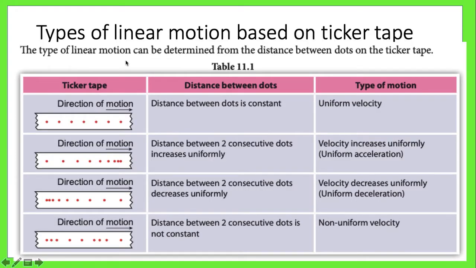The type of linear motion can be determined from the distance between dots on the ticker tape. If the distance of the dots is constant, it means the object movement is in uniform velocity.